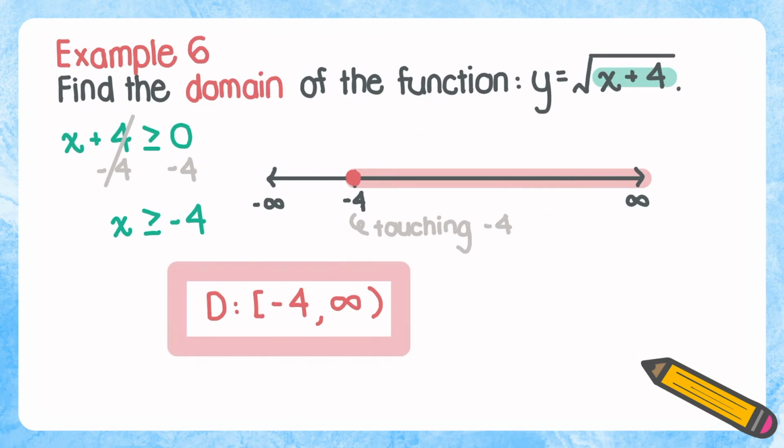So in this case, any x value starting at negative 4 or larger would work for a function. So our domain starts at negative 4 and goes all the way to positive infinity. And then this bracket right here is called a closed interval, which again shows that we include the negative 4. Whereas this side is open because technically you can approach infinity but never actually reach it.